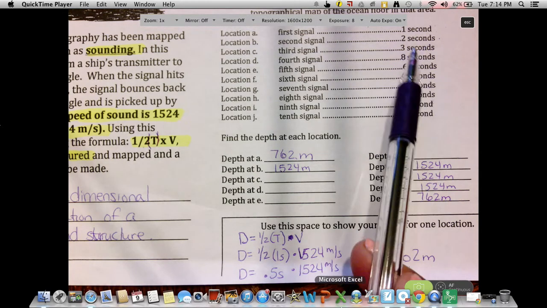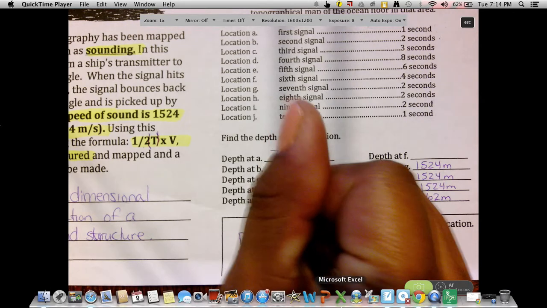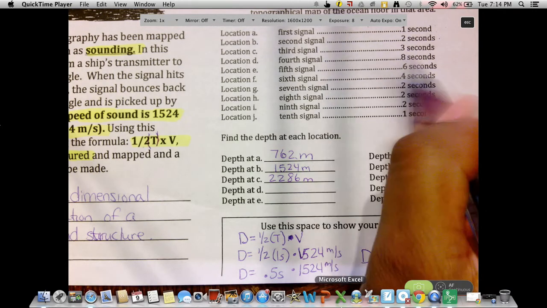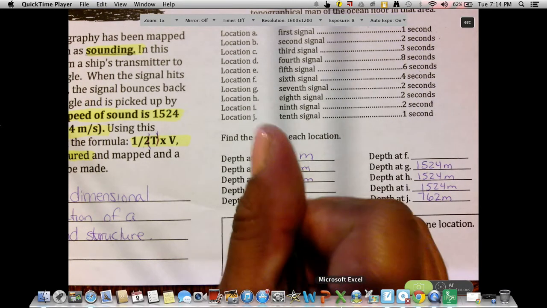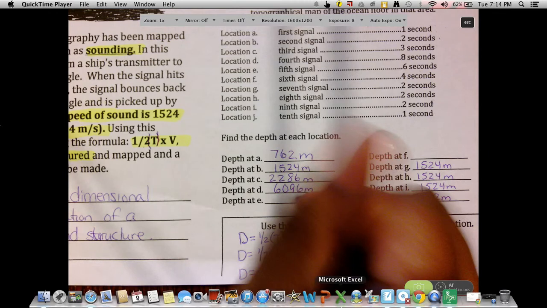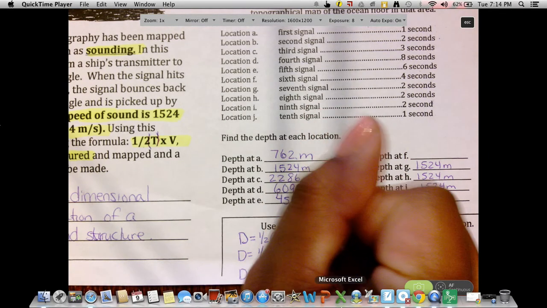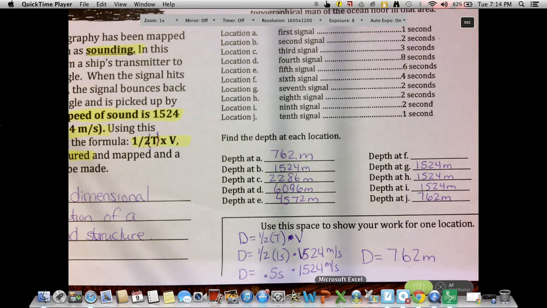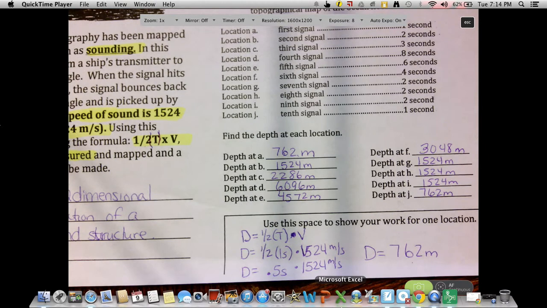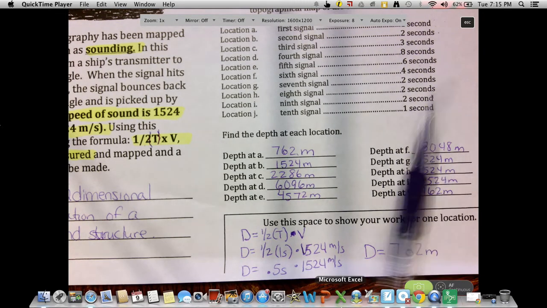When we use the formula to figure out location C for 3 seconds, we then get 2,286 meters. For location D for 8 seconds, we're going to get 6,096 meters. For location E for 6 seconds, we're going to get 4,572 meters. And location F for 4 seconds, we're going to get 3,048 meters. So again, when the boat travels and sends a signal down, waits for the signal to come back, they take that time, divide it in half, and multiply it by the speed that sound travels in water. So we have all of our data there.